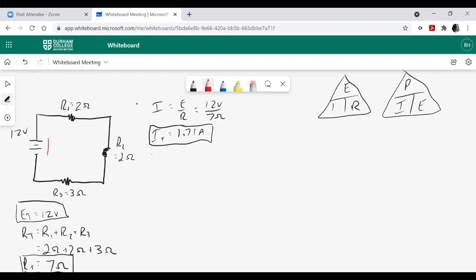So what I've got here is I total. The source is putting out an I of 1.71 amps, but this is a series circuit. So the current that comes out of the source, because I only have one wire, I only have one path, is the same current through R1, the same current through R2, and the same current through R3. I only have one path. So that is our current everywhere, 1.71 amps.